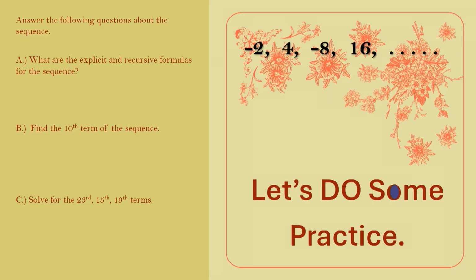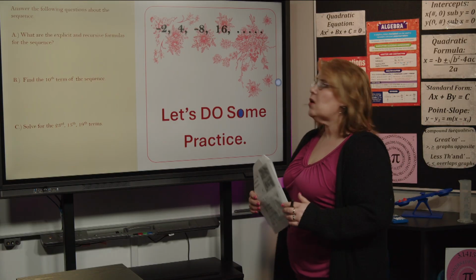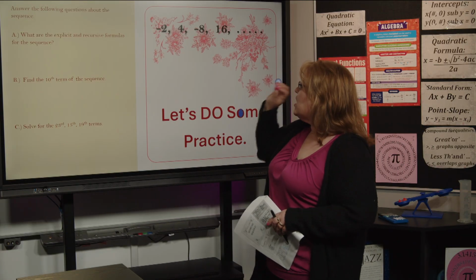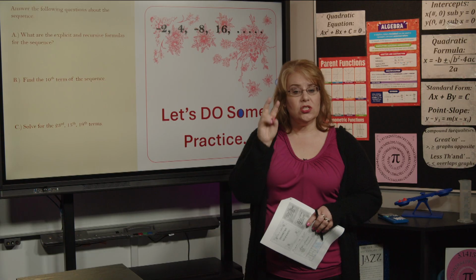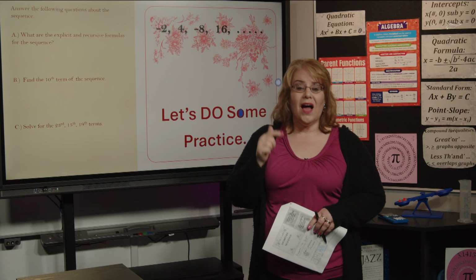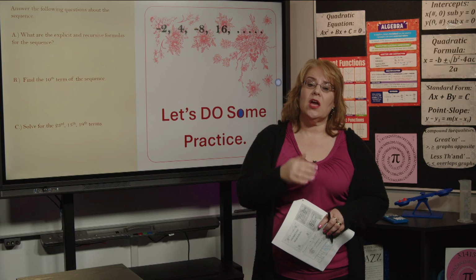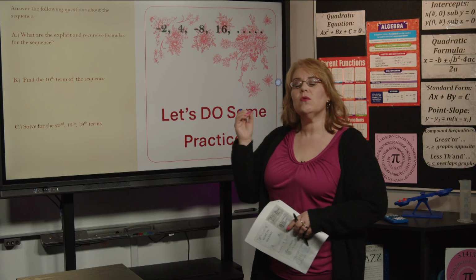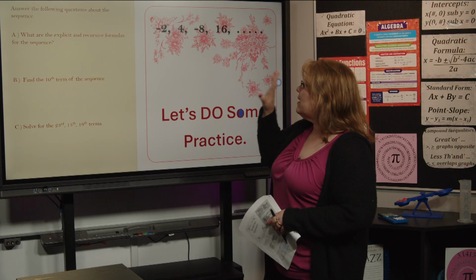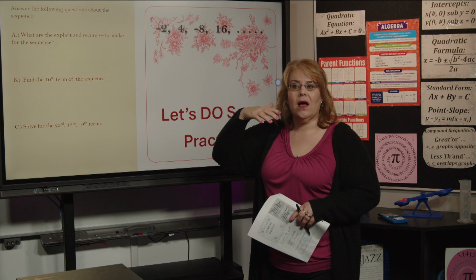All right, answer the following questions about this sequence: -2, 4, -8, 16. What are the explicit or recursive formulas for the sequence? Find the 10th term in the sequence and solve for the 23rd, the 15th, and the 19th. Let's do some practice. Use this and see if you can figure out two things. One, what is your common ratio, meaning what I'm using to go from one term to the next. And then see if you can write a formula that would help us find the next terms.